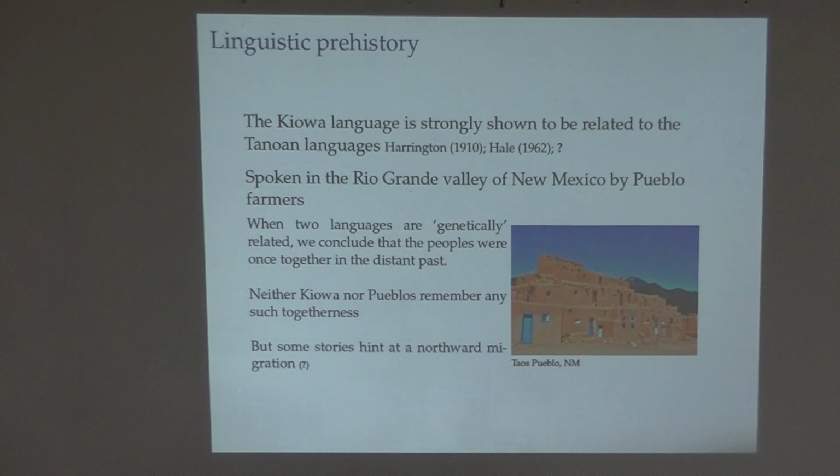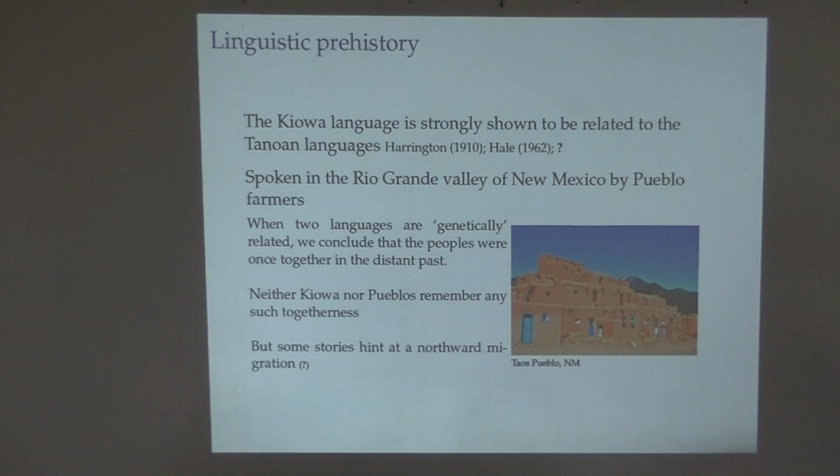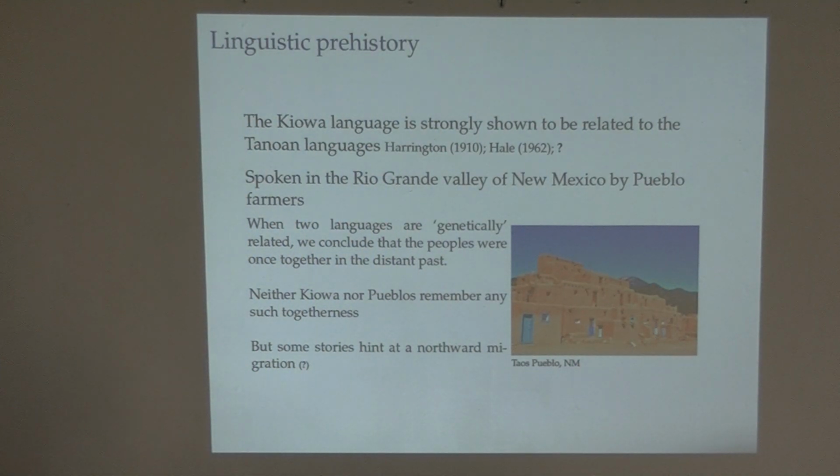So the study of language has actually told us about Kiowa's prehistory. Because what we found is that the Kiowa language is strongly related to the Tanoan languages, which are spoken not on the plains, but by Pueblo farmers in the Rio Grande Valley. And there's no cultural recollection of either side of having been together. But when two languages are so closely related, then we conclude that the people who speak them used to be closely related too. So at some point, they must have been together. We don't know who split, we don't know when or why.